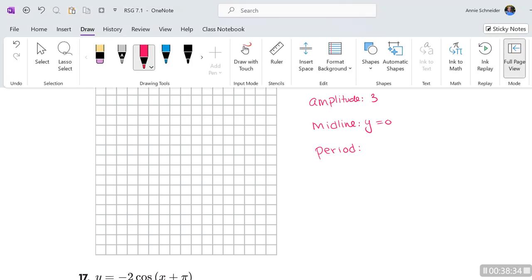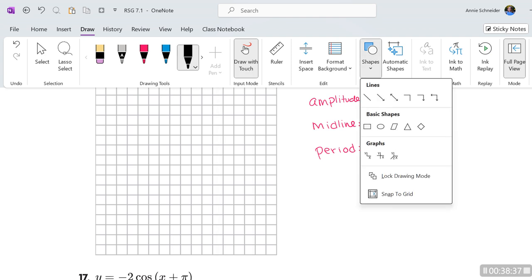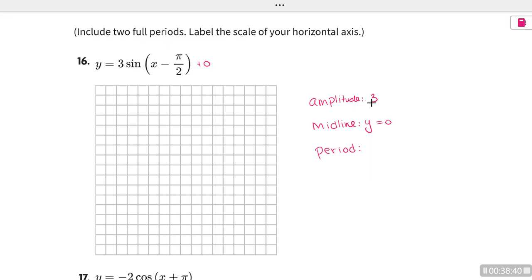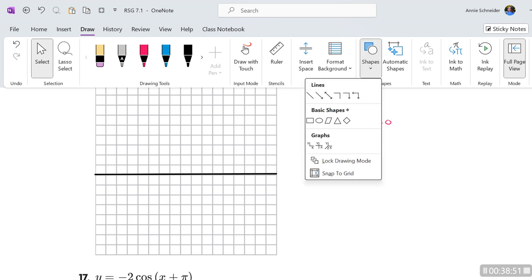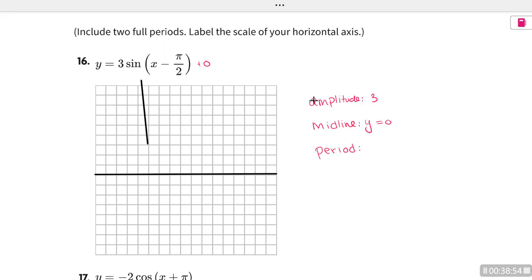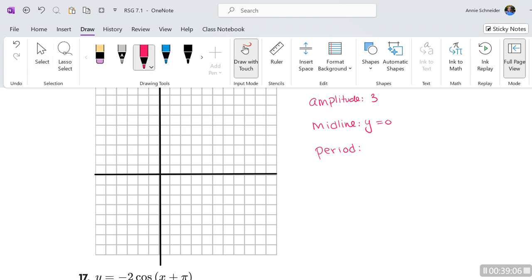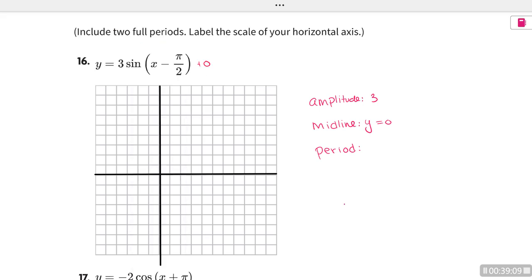So I can make my y-axis sort of in the middle. Let's add a y-axis in here. That's close enough. Bring that down a little bit. Good enough. And let's put my x-axis right about here. We'll show a little bit more. I'll put it right there. So I can show a little bit more on the positive side than the negative. Okay, so that is my amplitude, midline, and my period. Since I don't have any multiplier with my x, my period is just 2 pi.